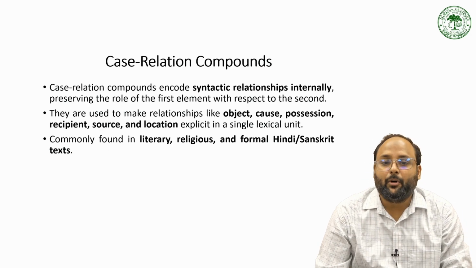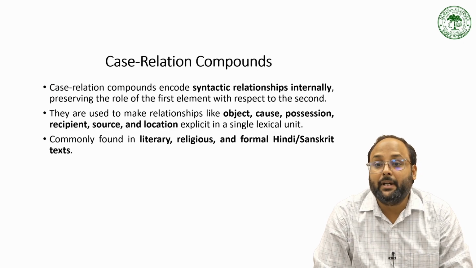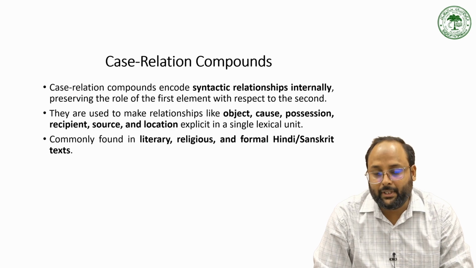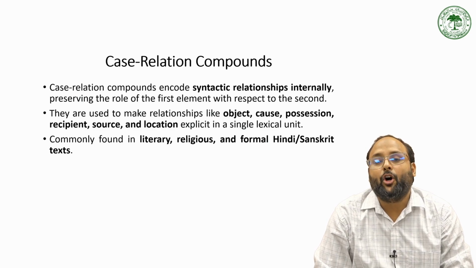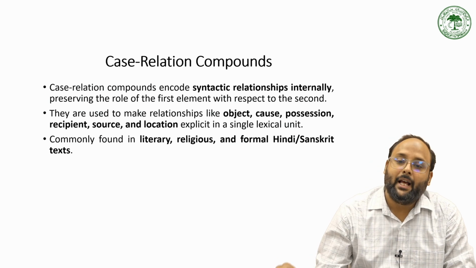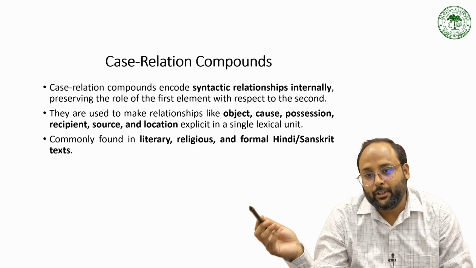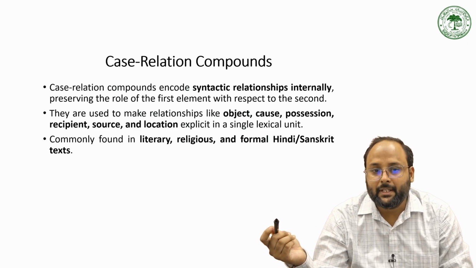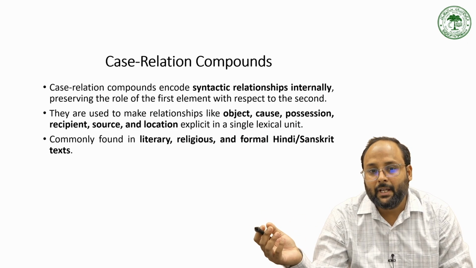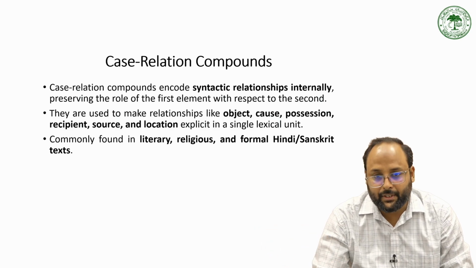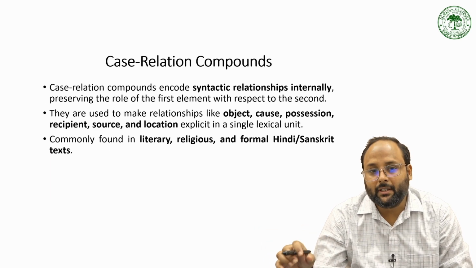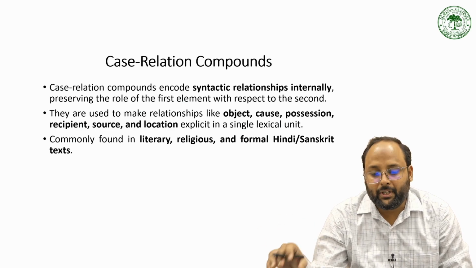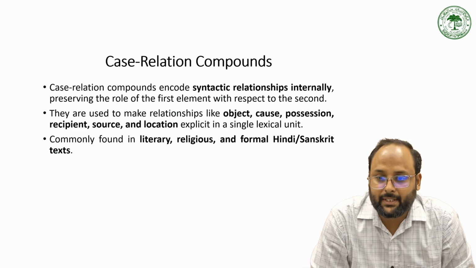So by the locative case, you can understand the meaning of location or place by the compound words. The case relation compounds encode the syntactic relationship internally, preserving the role of the first element with respect to the second. They express the object for the accusative case, cause for the instrumental case, possession for the genitive case, recipient for the dative case, source for the ablative case, and location for the locative case. So these are the relationships described by the two elements. It is very common in literary, religious, or formal Hindi and English text.